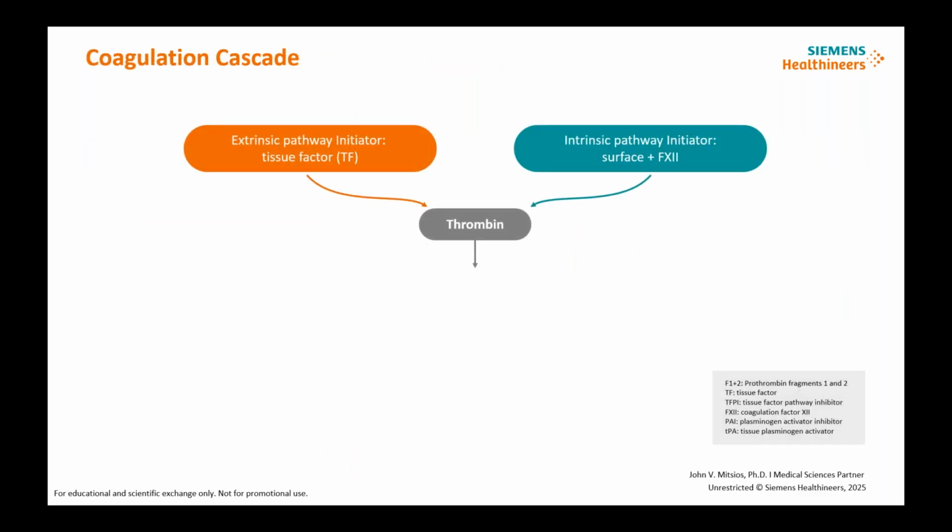So within the processes of secondary hemostasis, we really have the activation of our coagulation cascade. Of course, this is a very simplistic version of the coagulation cascade, but you can see it's composed of obviously two distinct pathways, the extrinsic pathway as well as the intrinsic pathway, feeding into the common pathway, which results in the activation of thrombin and the subsequent clot formation.